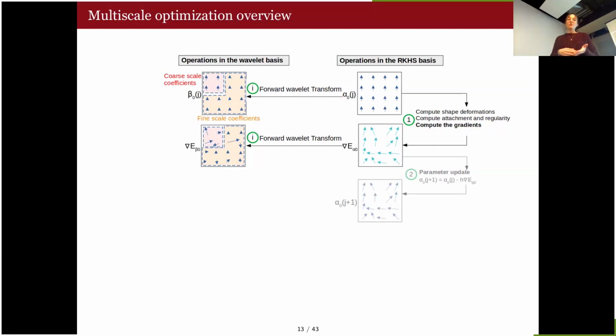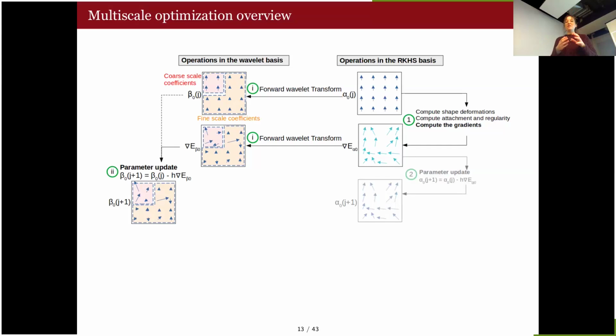And so the idea here is that we are going to use this other basis, and we will also use the forward wavelet transform to obtain a wavelet representation of the gradient of the momentum vectors, which is once again strictly equivalent to the representation in the RKHS basis. And then, since we have the wavelet representation of the momentum vectors and their gradients in the wavelet basis, we can simply perform the same parameter update step, but in the wavelet basis.